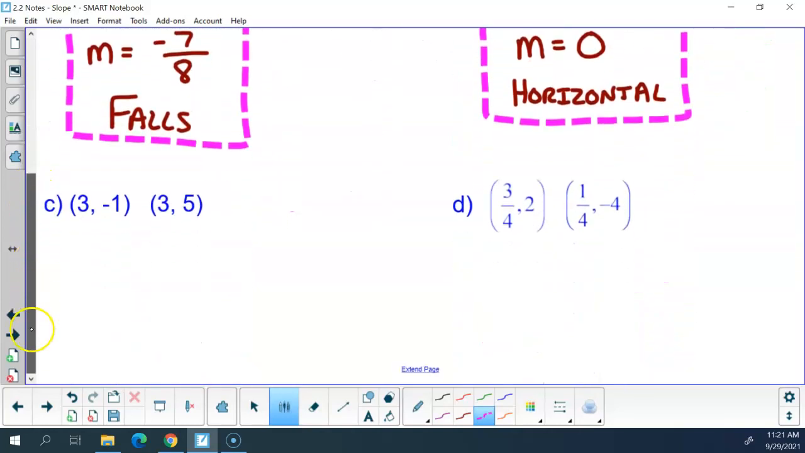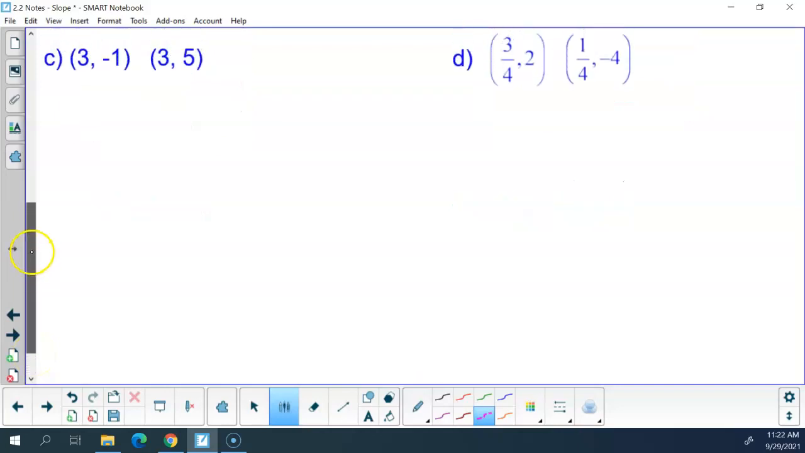Try those two. There you go. You do those two.